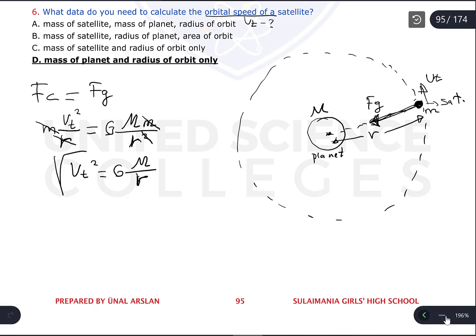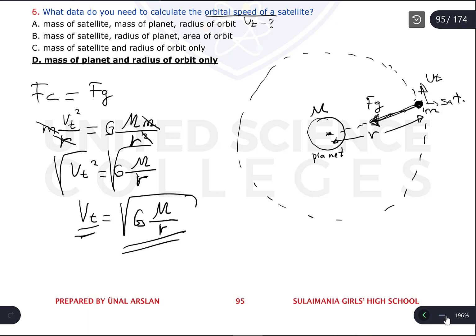When we take the square root, we get the equation for the orbital speed of the satellite, which is, inside the root, capital G, mass of planet, divided by R. According to this equation, to calculate orbital speed, because G is a constant, two variables must be known. One of them is the mass of the planet. The mass of the planet must be known, and also the radius of the orbit must be known. So according to that, choice D is the answer here.